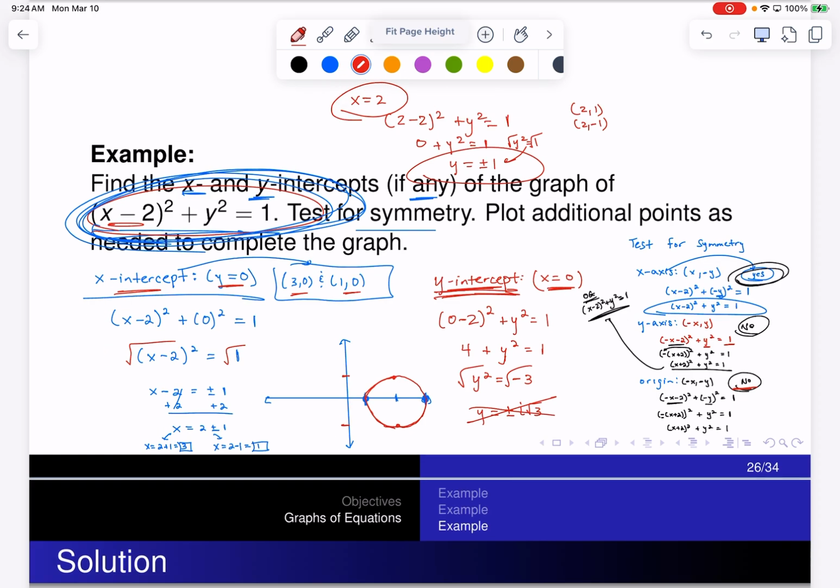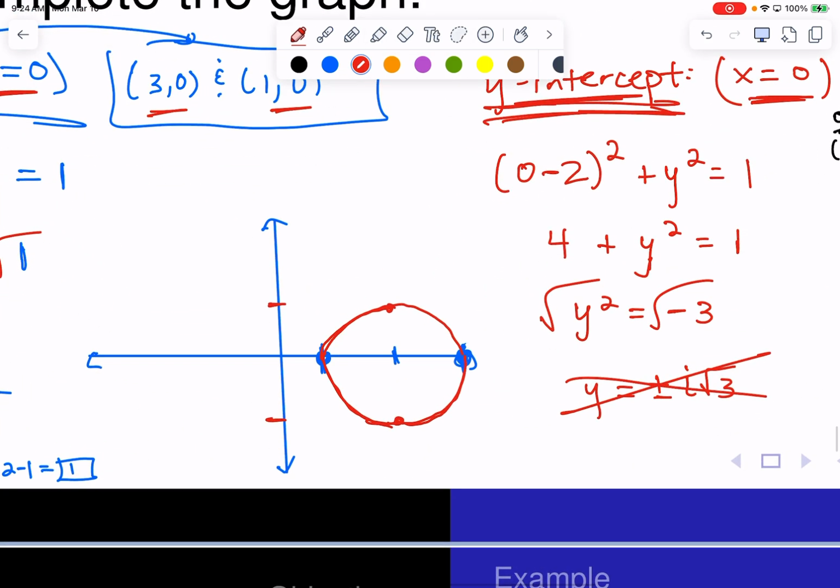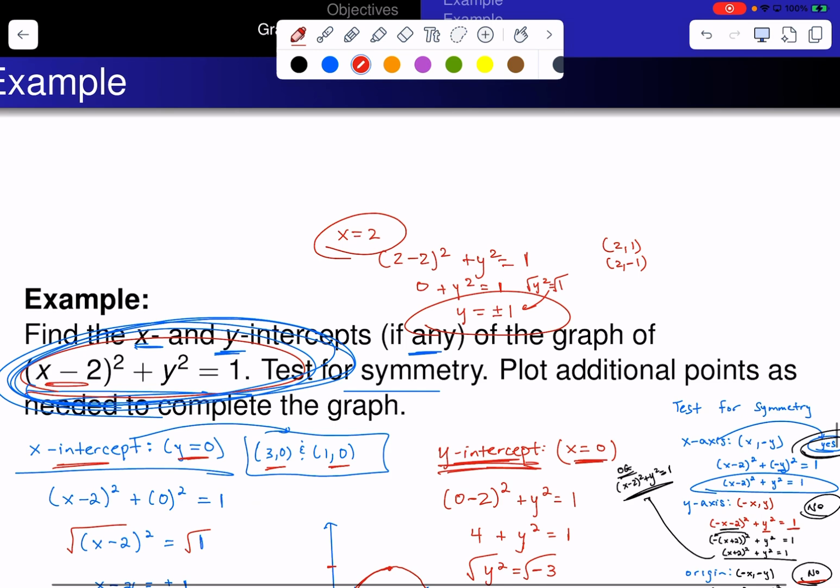Question? After you did the y equals plus or minus 1, how did you get those 2 points? So I knew x was equal to 2. So it was 2, 1, and 2, negative 1. So that 2 was giving y equals plus or minus 1. So that creates 2 points, 2, 1, and 2, negative 1. Does that make sense? Wait, why'd you pick 2 though?